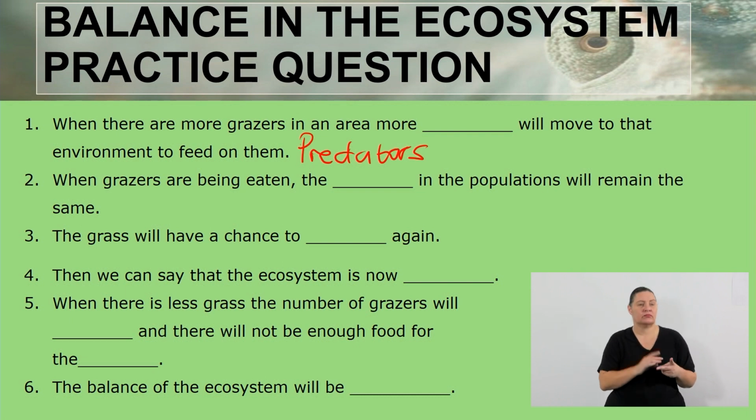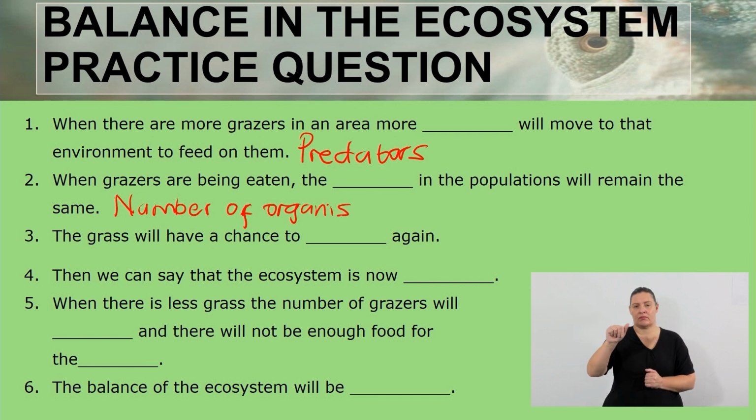Right, our second one says, the grazers are being eaten. When the grazers are being eaten, their space in the population will remain the same. So what is it that remains the same when grazers are being eaten? This is the number of organisms. So when grazers are being eaten, the number of organisms in the population will remain the same.